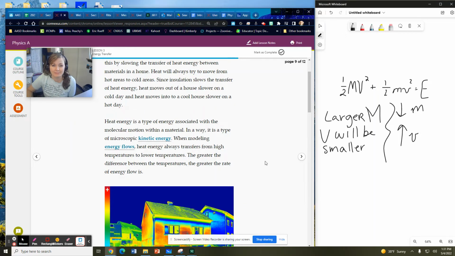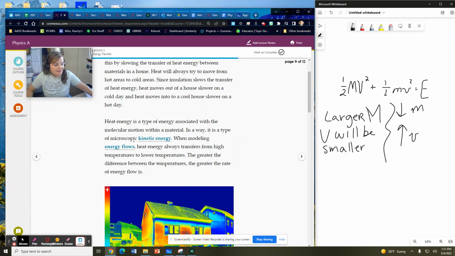So everything is made up of atoms, and those atoms and molecules are moving around. And the more they move around, the more energy that's in the item. We can measure the average kinetic energy in something by recording its temperature. And heat energy will always flow from areas of high temperature to areas of low temperature.